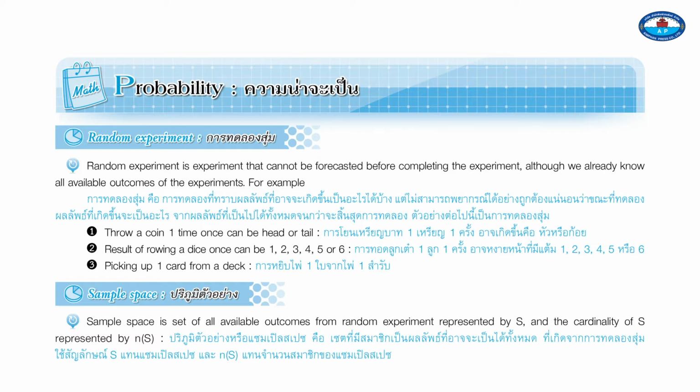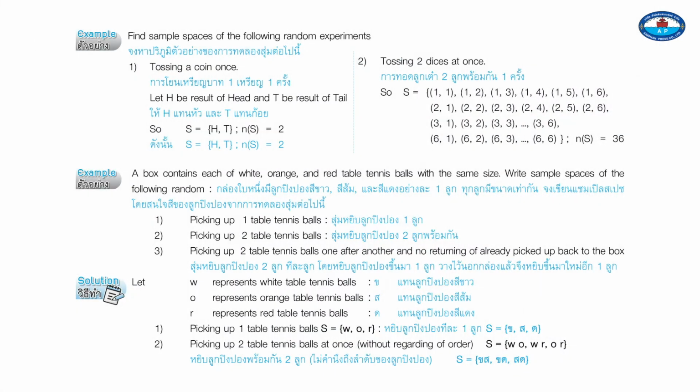Sample space. Sample space is the set of all available outcomes from a random experiment, represented by S, and the cardinality of S is represented by n(S). Example: find sample spaces of the following random experiments. 1. Tossing a coin once. Let H be the result of head and T be the result of tail, so S equals {H, T} and n(S) equals 2. 2. Tossing 2 dice at once.